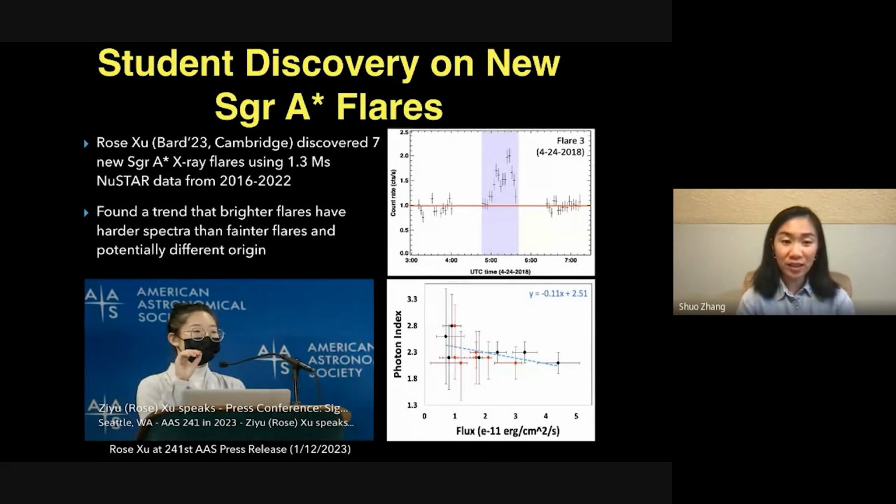And so she was actually invited to present her findings in a press release conference organized by the American Astronomical Society a couple of months ago in January this year, and just talk to the press and also astronomers about these results. So that showcases what a young scientist in a very early career stage, as an undergraduate, can do.